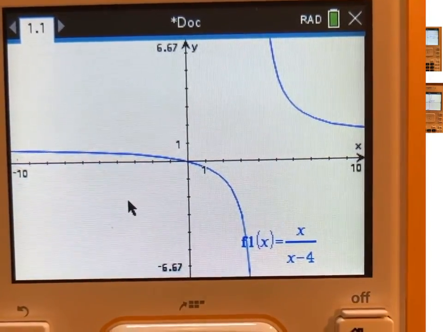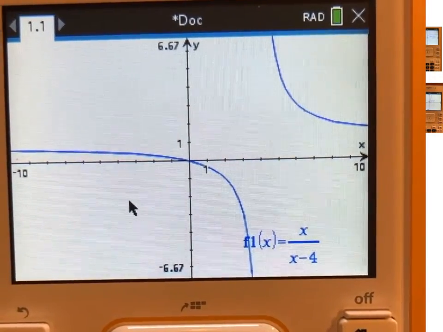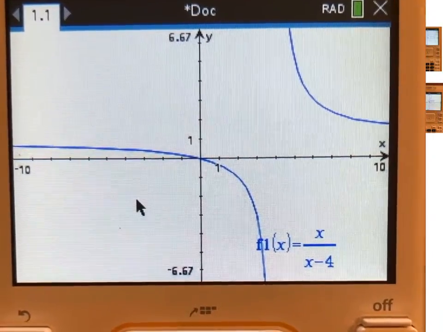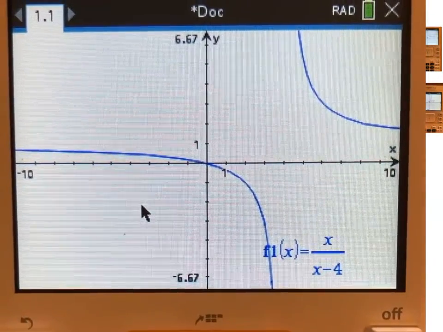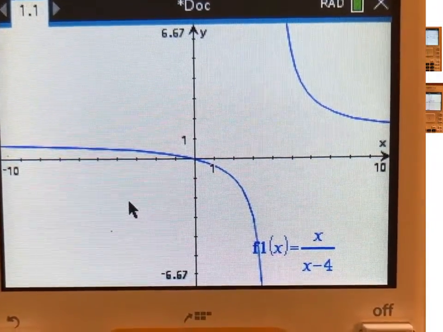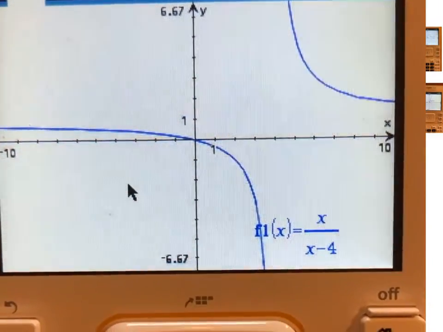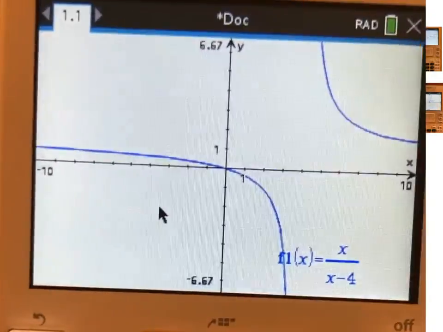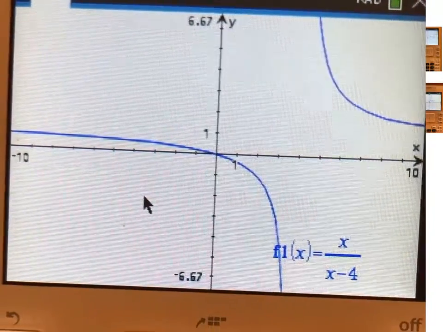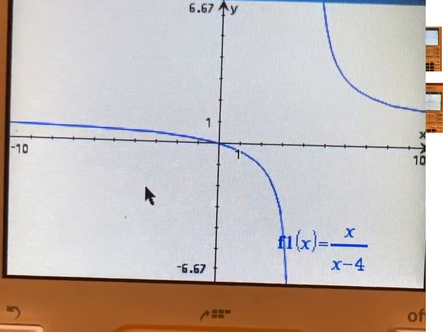Alright, so go ahead and type in x divided by x minus 4. Make sure you hit Control Divide so that you can put x in the numerator and x minus 4 in the denominator. And this is what your graph should look like. So take a couple seconds to sketch that on your notes.